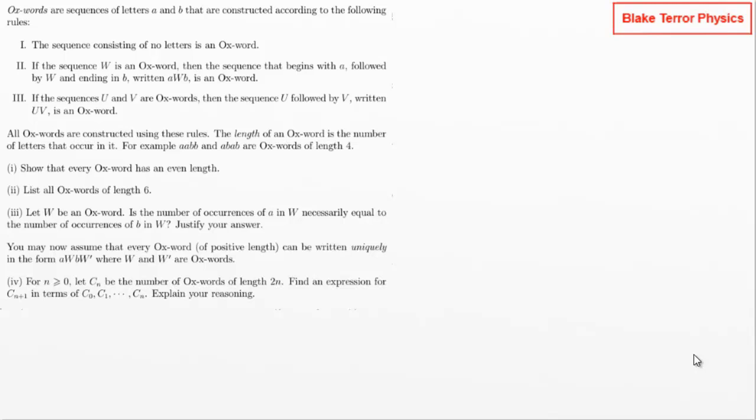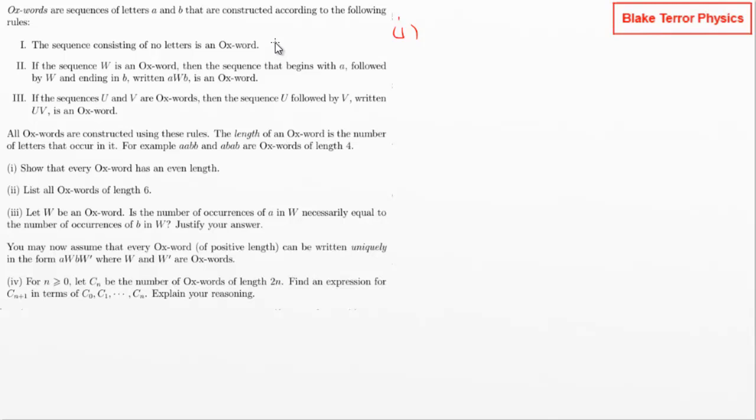The length of an Oxword is the number of letters that occur in it. For example, AABB and ABAB are Oxwords of length 4. Okay, show that every Oxword has an even length. Right, okay, interesting. So how are we going to do this then? So what are our rules again?